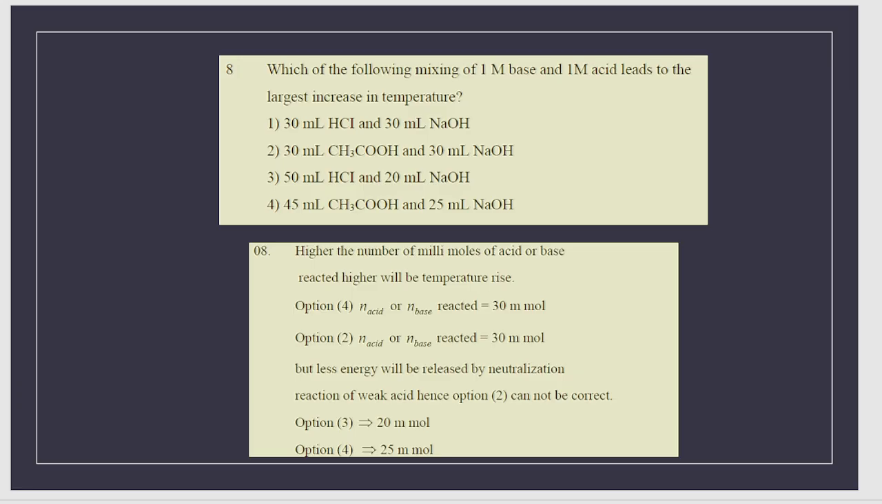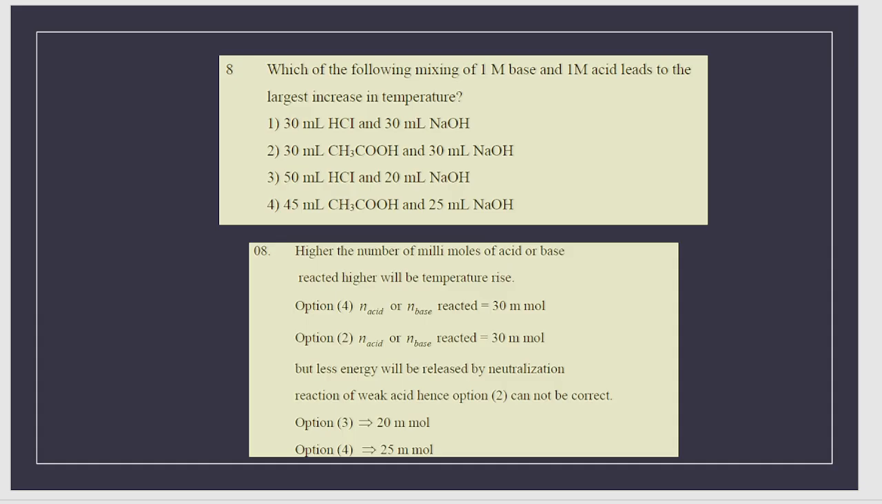Next, last one. Here, which of the following mixing of 1 molar base and 1 molar acid leads to the largest increase in the temperature? We know that whenever the neutralization takes place, the heat is evolved, that is nothing but heat of neutralization. If both the acid and base are strong, we can expect high heat of neutralization, and if any electrolyte is weak, definitely less temperature you can expect, or less heat you can expect from the neutralization.